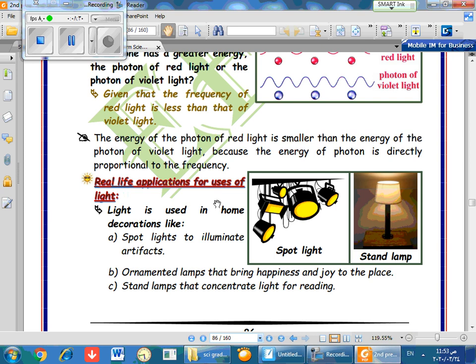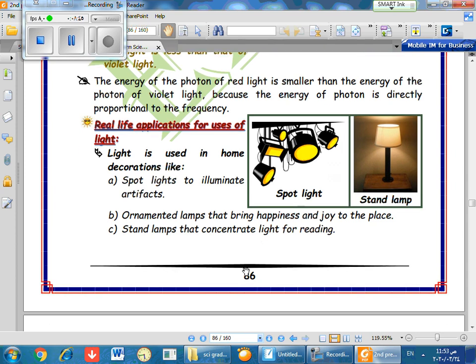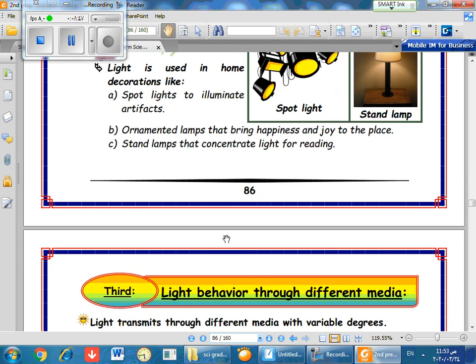What are the uses of light in our daily life? Light can be used in spotlights, in lighting our houses and streets, stand lamps, ornamental lamps to bring happiness, and decorating lamps in our house or office.